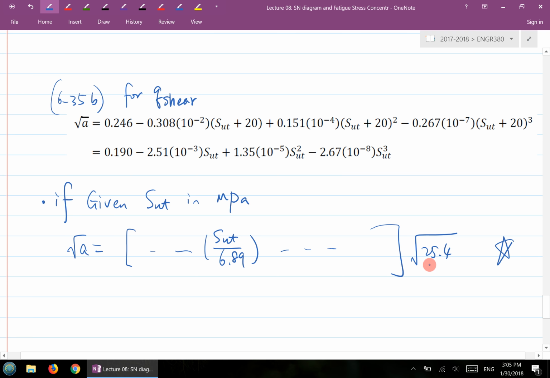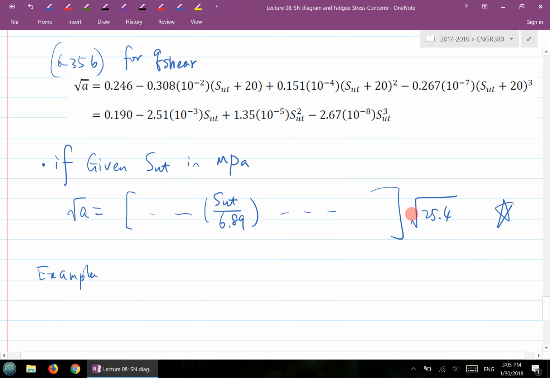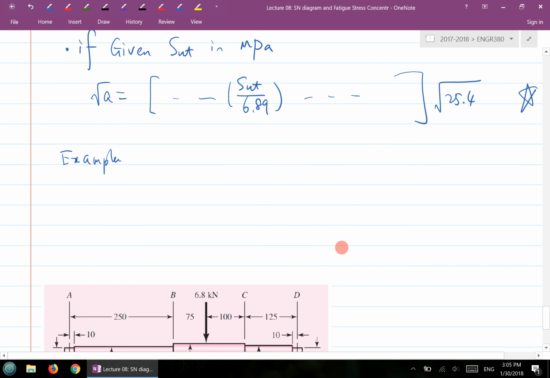So this is basically all we need for fatigue loading under completely reversed conditions. Let's take a look at an example here. I have a handout to give to you, basically the same drawing as here.